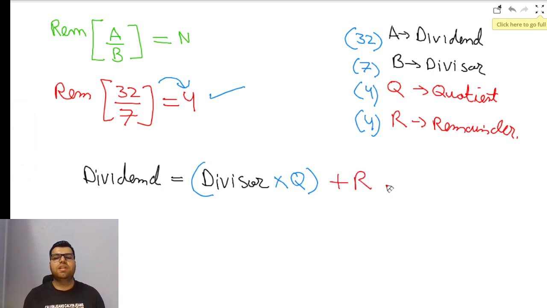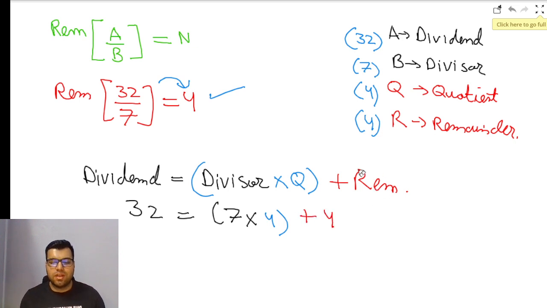This is something you have studied in 8th class, but it is useful. So see, dividend is equal to 32, divisor is 7, quotient is what? Quotient is 4, and finally remainder is 4. 32 is equal to 7 into 4 plus 4. 32 is equal to 28 plus 4. Now, this thing is useful for certain questions.